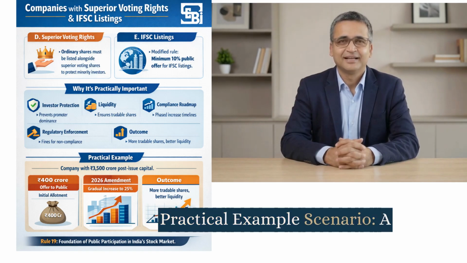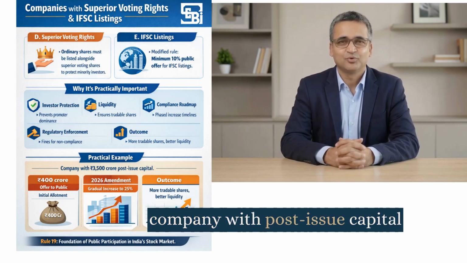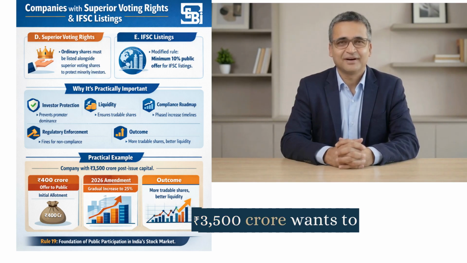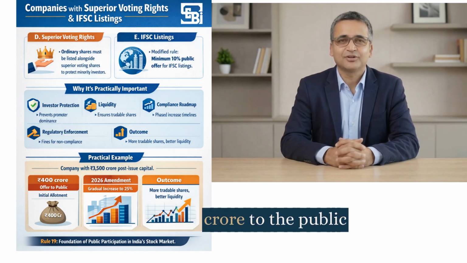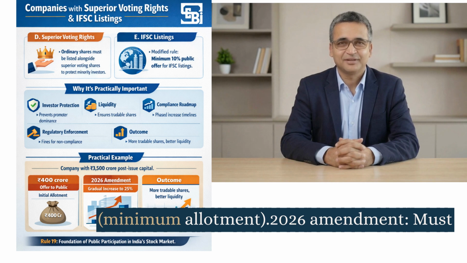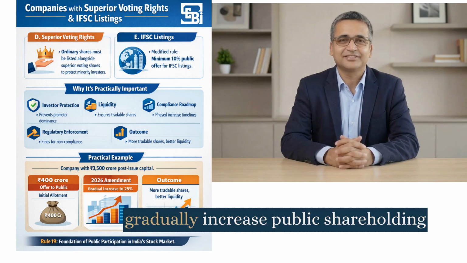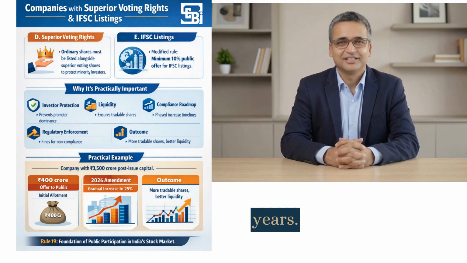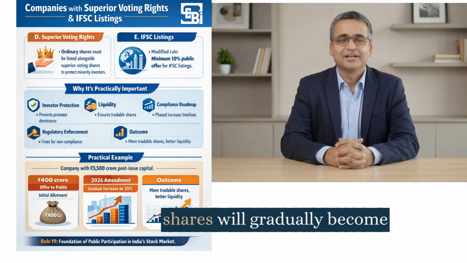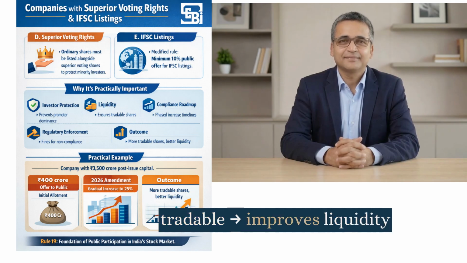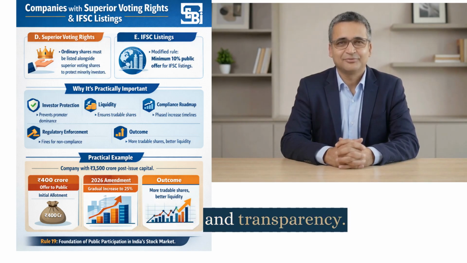Practical example scenario. A company with post-issue capital 3,500 crore rupees wants to list. Rule 19 requires offer shares worth 400 crore rupees to the public. Minimum allotment. 2026 amendment: must gradually increase public shareholding to 25% within 3 years. Impact. Investors know more shares will gradually become tradable, improves liquidity and transparency.